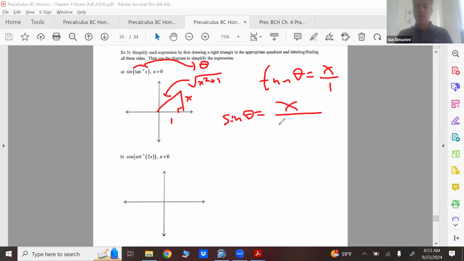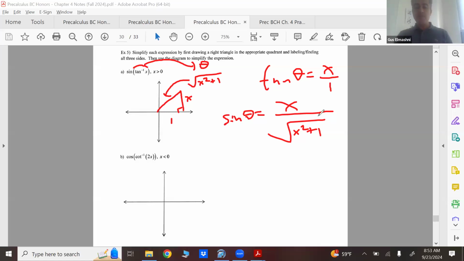X over root of 1 plus x squared, and you do not have to rationalize, by the way. Don't do the work that I'm not going to give you credit for. It's a waste of time. Just leave it like that. Actually, for the entire test, I do not want you guys to rationalize. If you want, go ahead, but leave things unrationalized. I won't give you any extra points for it.